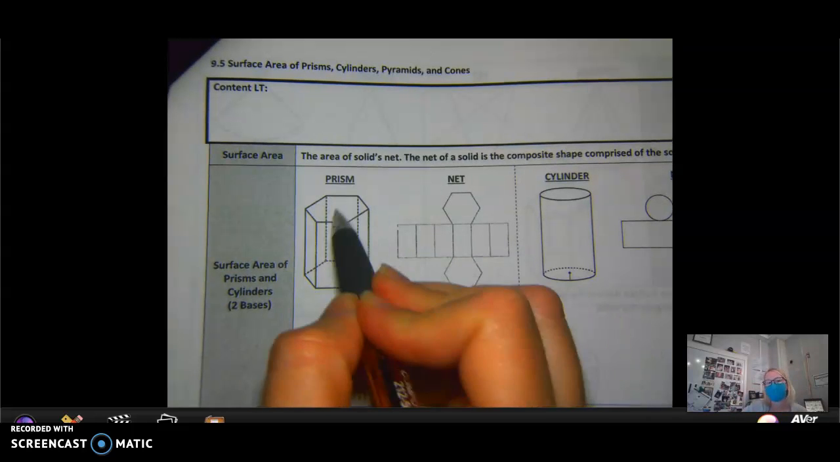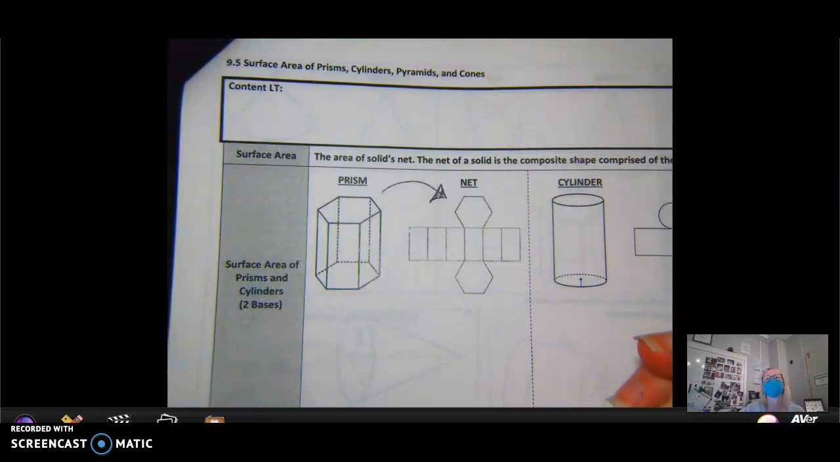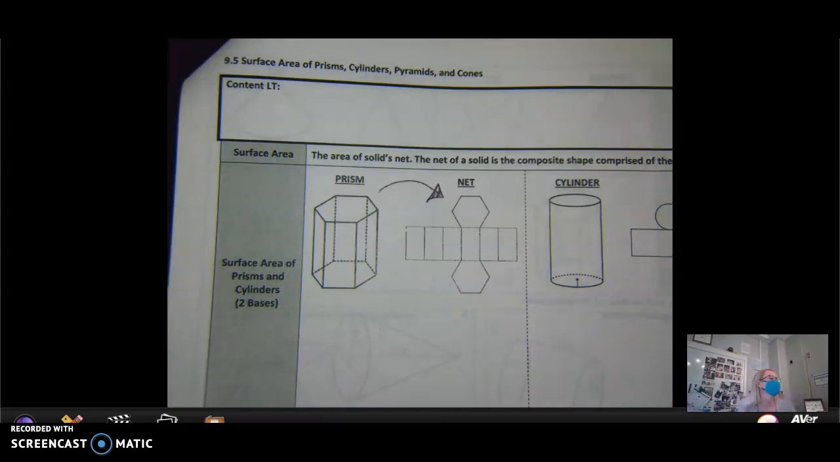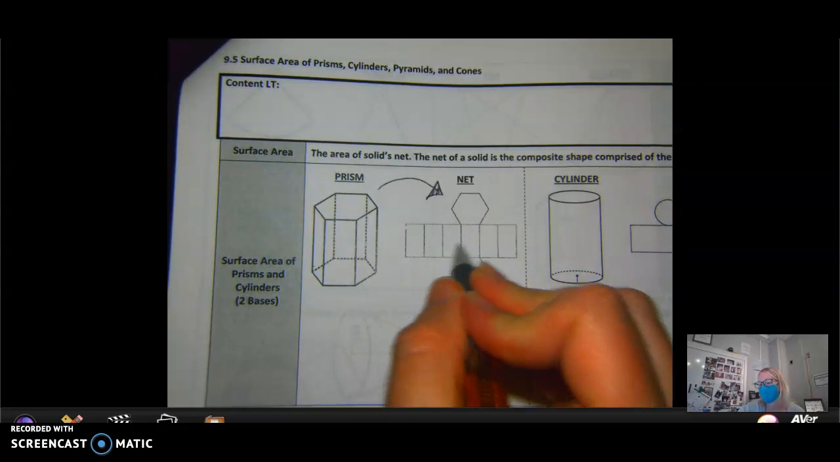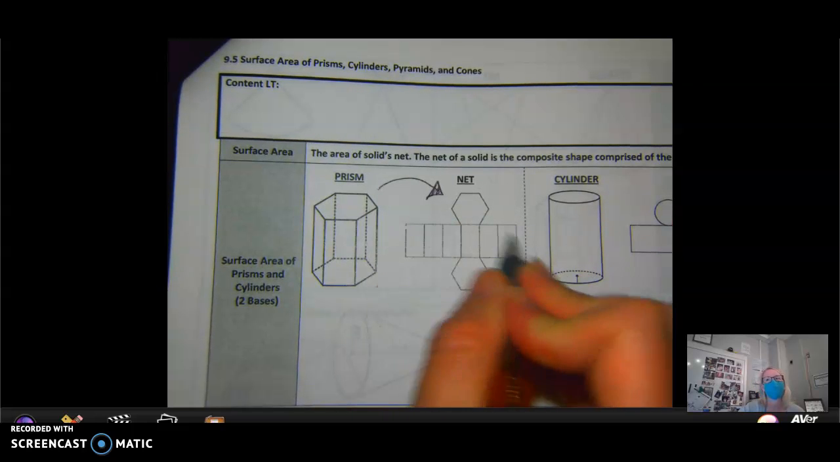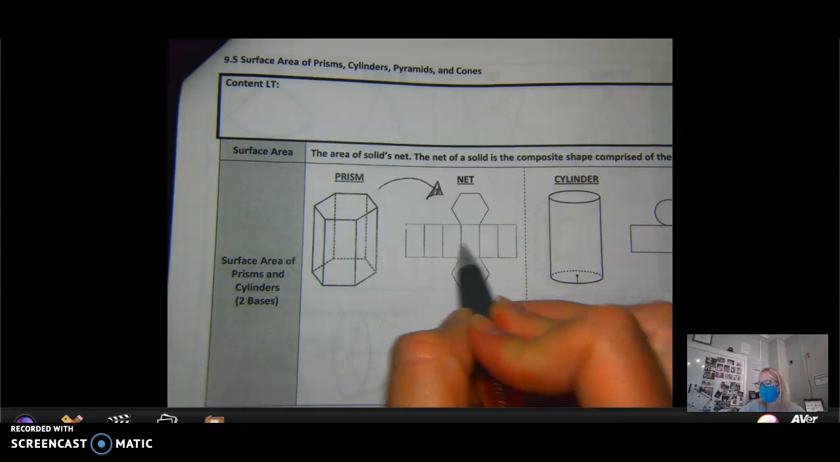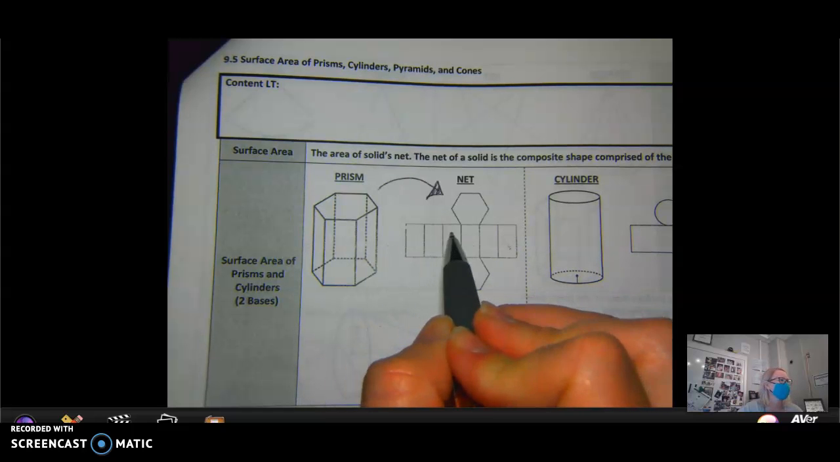So if I think about the prism, this is a net. Have you guys talked about nets before? It'd be like if I open this guy up, or if you were to go and fold this guy to make this, this is what the net looks like. So it's a whole bunch of rectangles, right? Are you guys able to find area of a rectangle? Okay. So it's 1, 2, 3, 4, 5, 6. So you can find the area of one rectangle and multiply it by 6 to find that part, right?